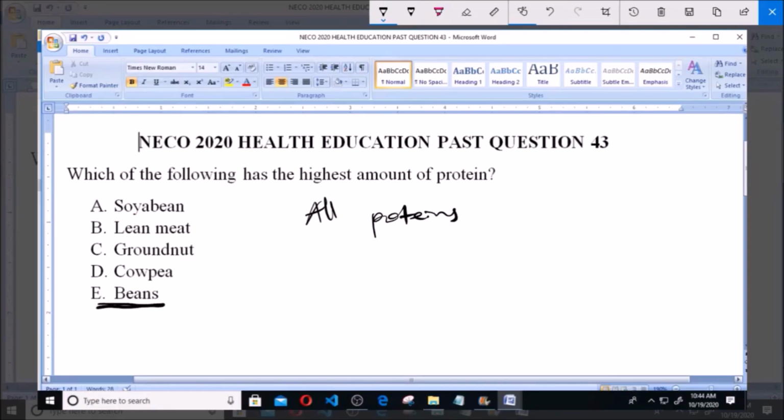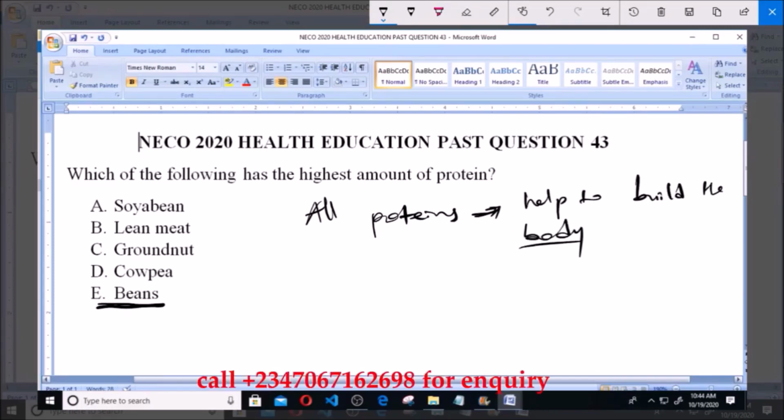Like we know, protein is the nutrient that helps to build the body, most especially the muscles. The muscles in the body are made up of proteins, so proteins help to build the body, and that's why we call them body building food. They even enable us in terms of recovery during injury. So the food with the highest amount of protein is the beans. Although the other options here are proteinous foods, the one with the highest amount of protein is option E, beans. So please take notes.